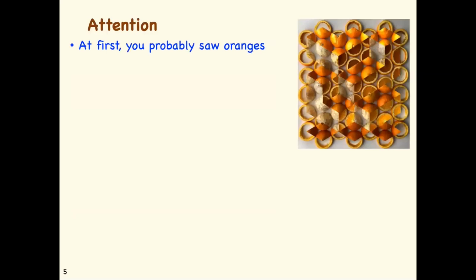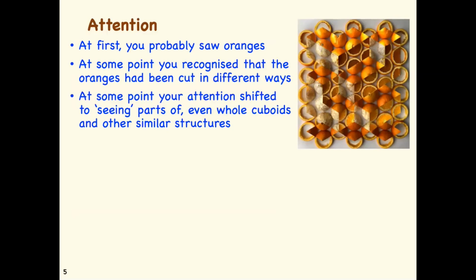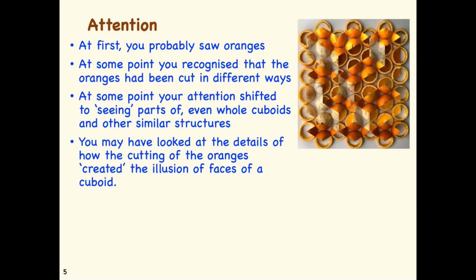At first, you probably saw oranges. At some point, you recognized that the oranges had been cut in different ways. So you might attend to a particular orange and then another orange and then compare how the two oranges have been cut and how they're cut differently. At some point, your attention shifted to seeing parts of even whole cuboids and other similar structures. But you and I know that they're not actually there. It's your brain which is interpreting them as being there. You may have looked at the details of how the cutting of the oranges actually created the illusion of faces of a cuboid.